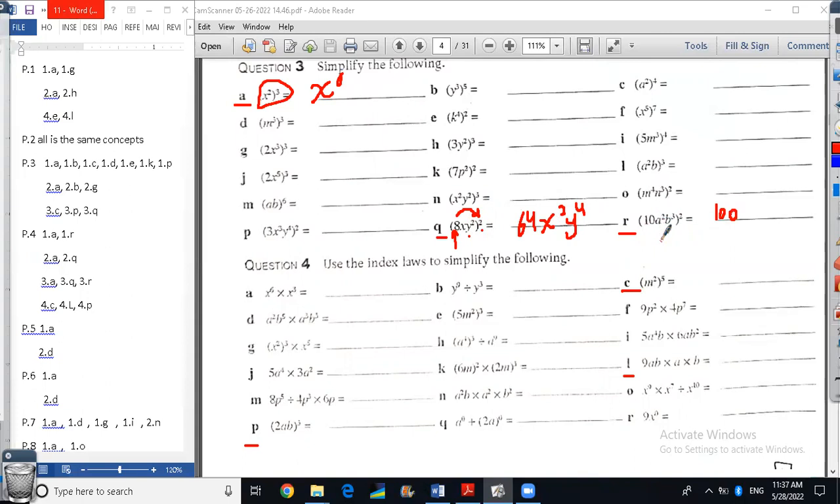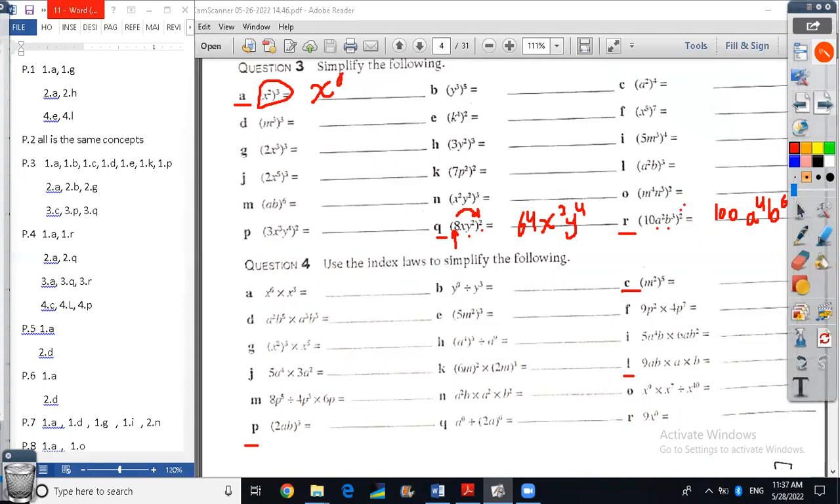A to the power of 2, all to the power of 2. So a to the power of 2 to the power of 2 again is a to the power of 4. So it's 100, a to the power of 4. B to the power of 3, and all to the power of 2. So b to the power of 6. That's it. So it's 100, a to the power of 4, b to the power of 6. All right, here, question C. It's just the same idea. M to the power of 2, all to the power of 5, is going to become m to the power of 10.